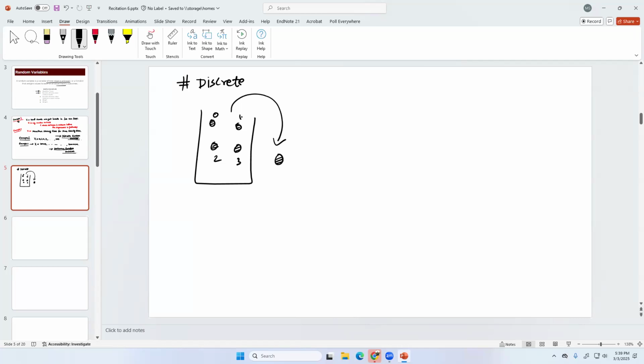Now, this is one of the situations where you use a random variable, right? Because the outcome is unknown. So here the outcome is unknown. So let me say x represents the ball that is drawn out of the bag.